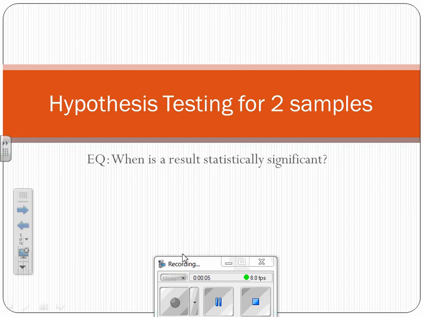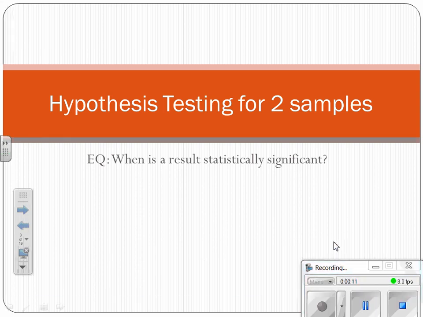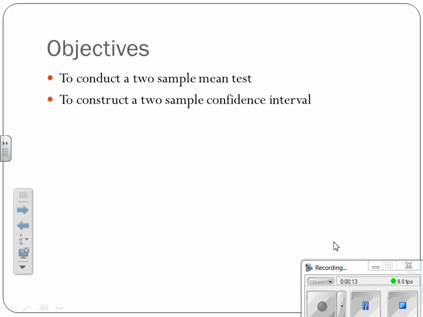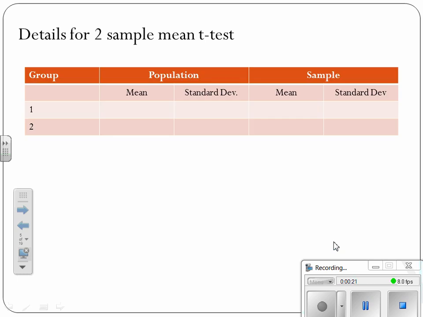So we'll make a transition here into two-sample testing. First thing we'll look at is two-sample means. So the idea here is that we'll look at two-sample mean tests. Some of the details about a two-sample mean test: we're actually going to end up comparing one group to another.